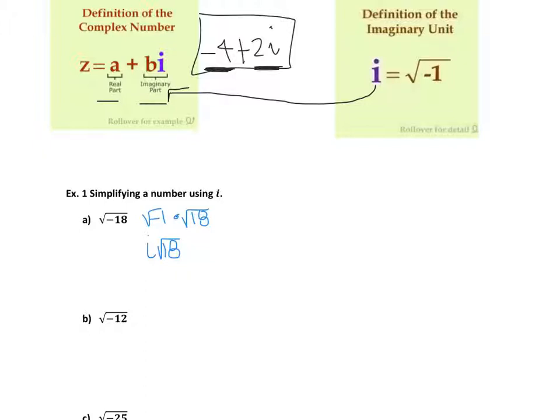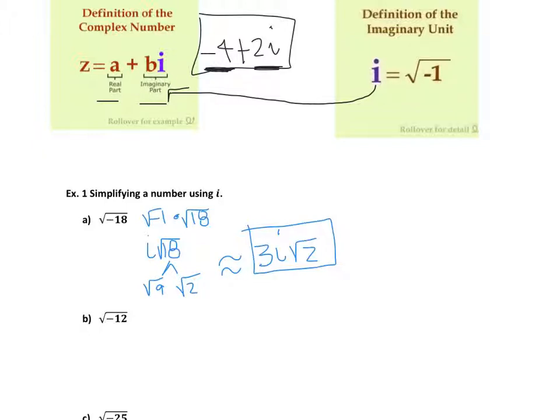Now remember, back to our radical rules, we can break 18 down. So think about what times what gives you 18, where one of those is a perfect square. 9 times 2. Because we can take the square root of 9, and that's 3. So we're going to simplify this down. I'm going to come over here and write it: 3i square root of 2.